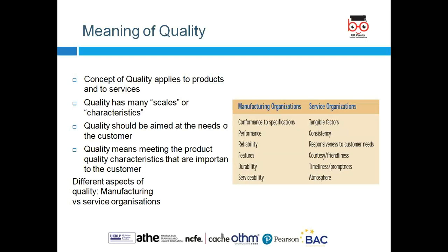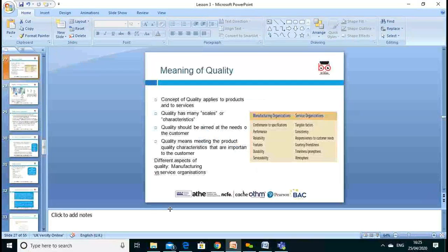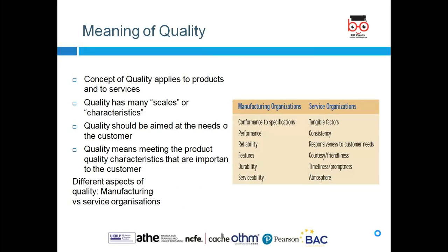So what sort of quality do you expect under ISO 9000? What you say, you do the same thing, and you have documentary evidence for it. It's all about ISO. So what is quality? The concept of quality applied to the product and services. Quality may vary in scale. The customer says quality should be enhanced to the needs of the customer. Quality means meeting the product requirements.